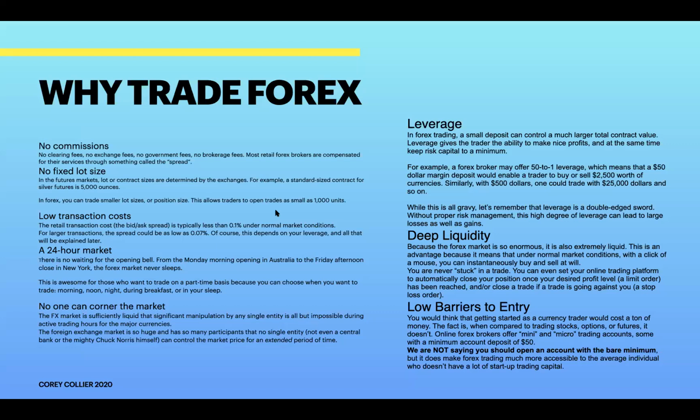You can even set your online trading platform to automatically close your positions once a desired profit level has been reached. This is called a limit order. And you can also close a trade if it is going against you. That's called a stop loss. So those are different types of orders that we're going to go over in the future, guys.